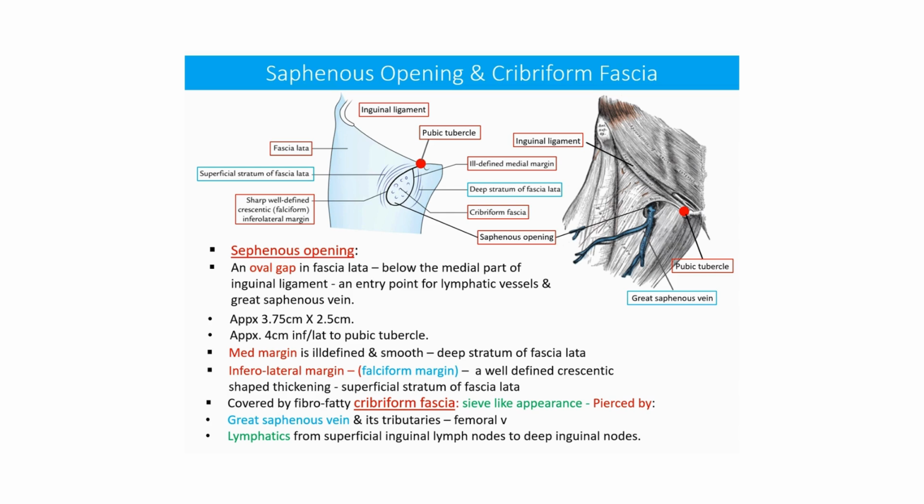It appears sieve-like because it is pierced by, number one, great saphenous vein and its tributaries which open into femoral vein. Number two, lymphatics from superficial inguinal lymph nodes to the deep inguinal lymph nodes.